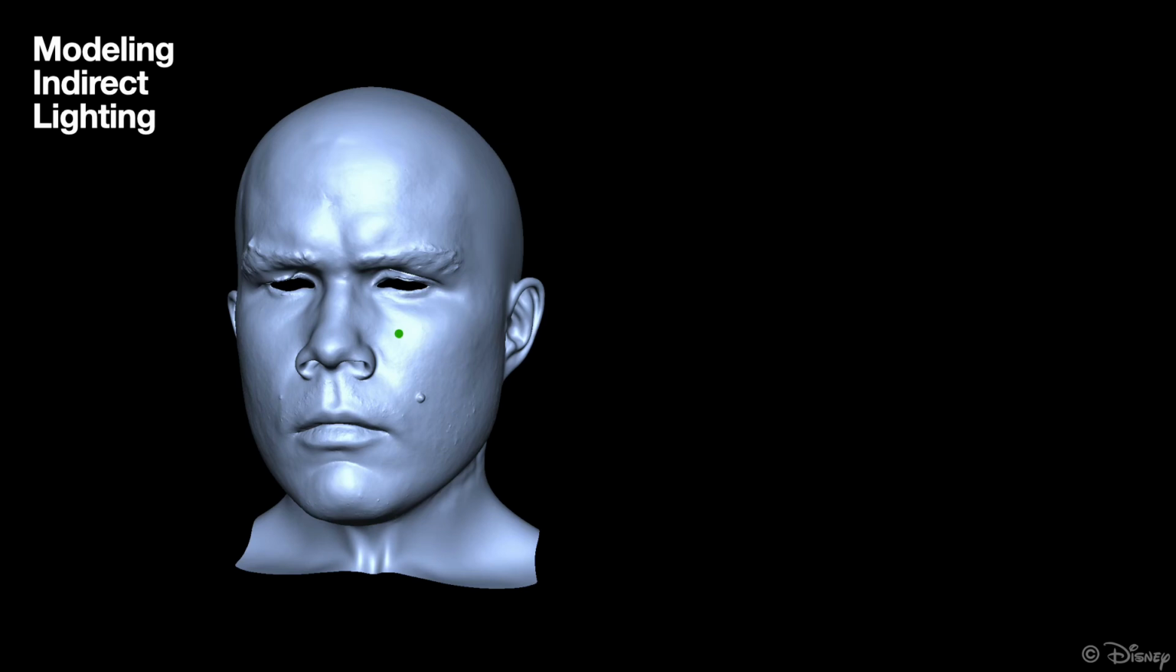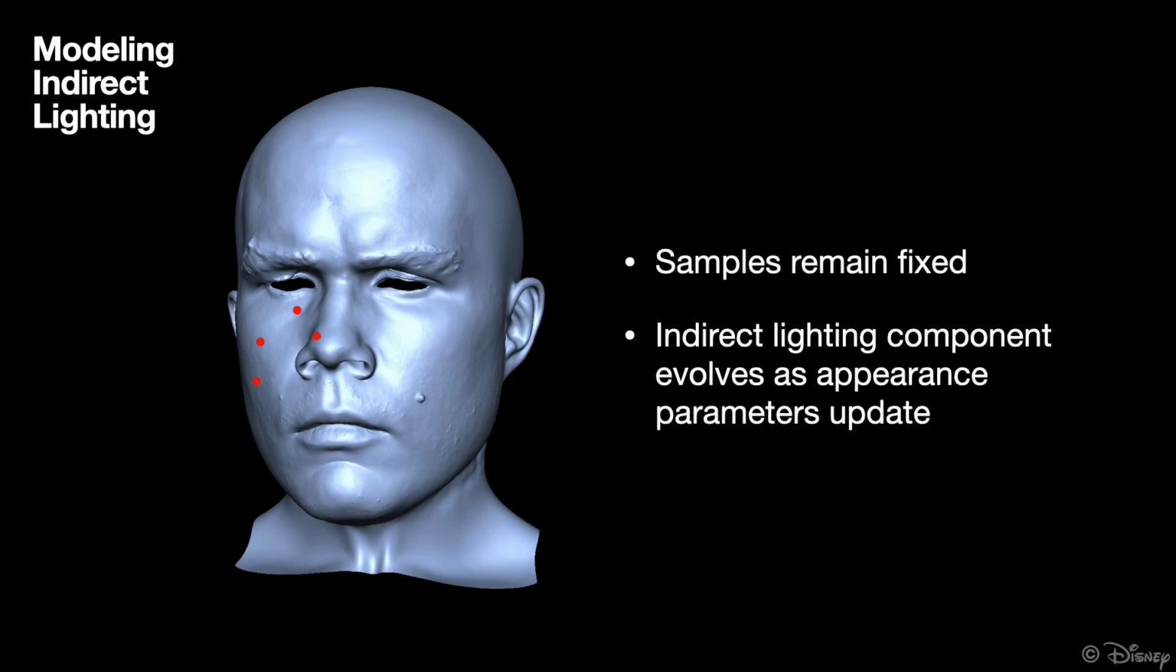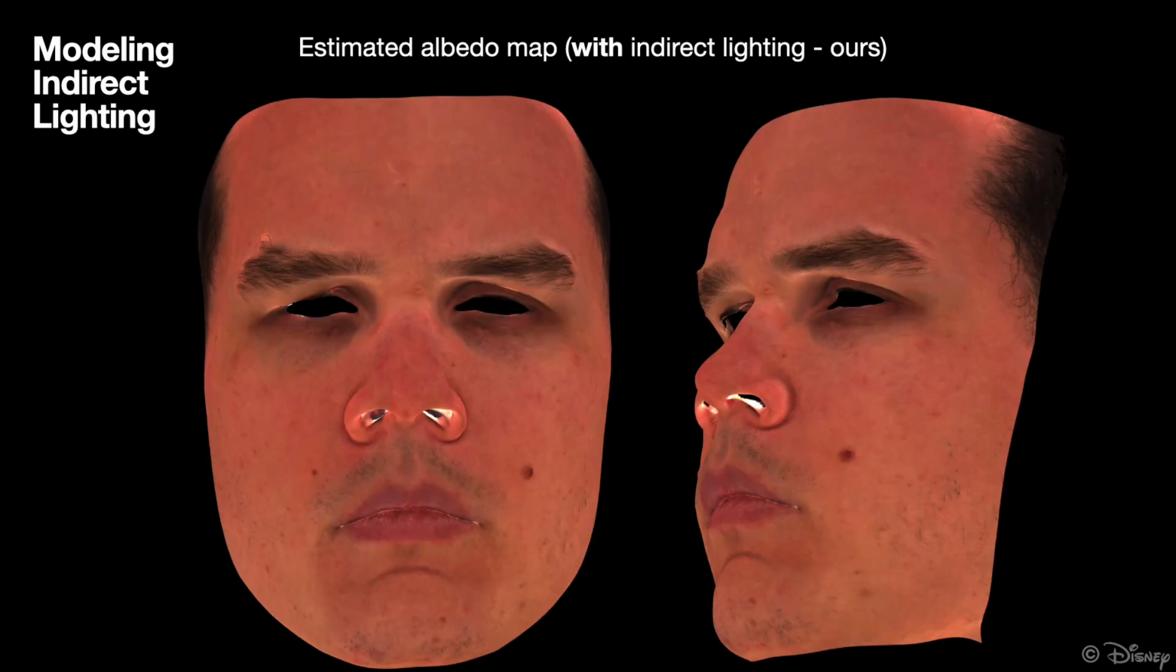For each point on the face, we pre-compute the samples and store their UV coordinates. These samples remain fixed during the optimization, and the indirect lighting component evolves as the albedos and displacement parameters update through the optimization iterations. As a result, the estimated albedo map becomes free of artifacts that are seen in the baseline results, where the albedo values overshoot near face concavities to compensate for the missing indirect lighting.